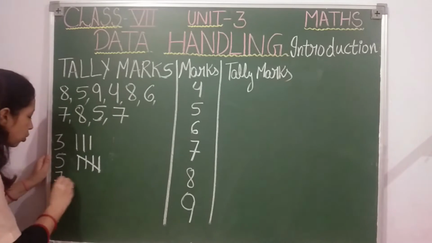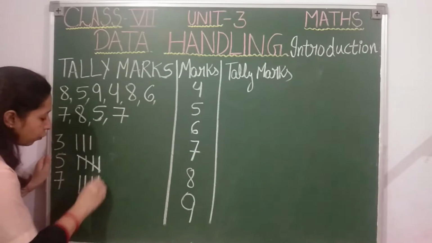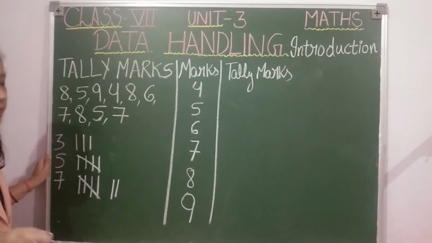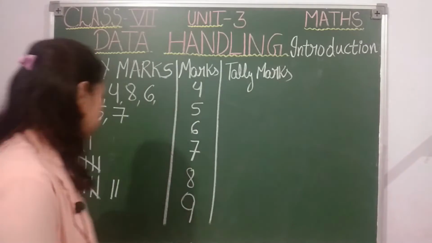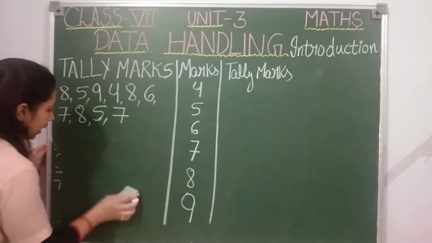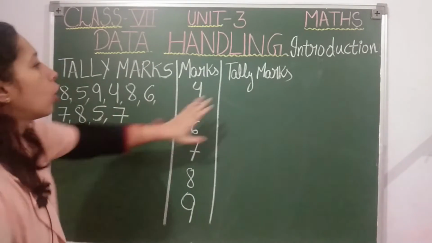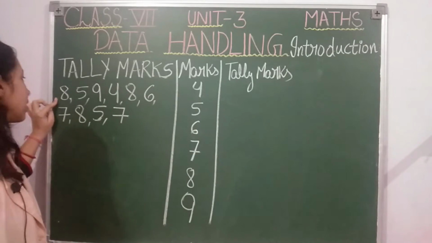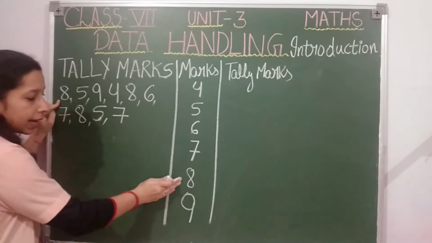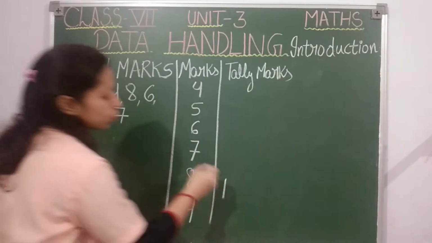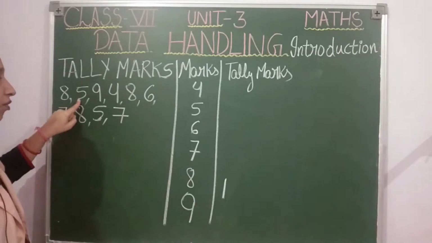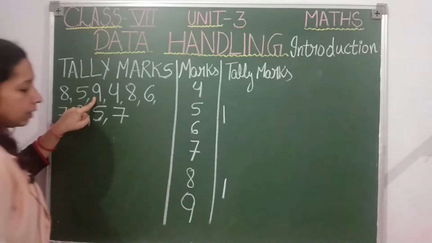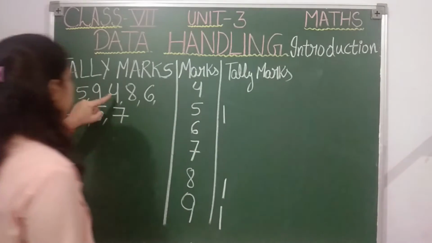Okay, now if I want to show 7, then 1, 2, 3, 4, again 5, then 6, 7. Clear now students? Same thing we are going to do here also. Let us see. Now I want to draw the telemarks for the given information. Start from the first value students, 8. So go near 8 and draw one stroke. Next number is 5, then 5. Then it is 9. Go near 9 and draw one stroke.